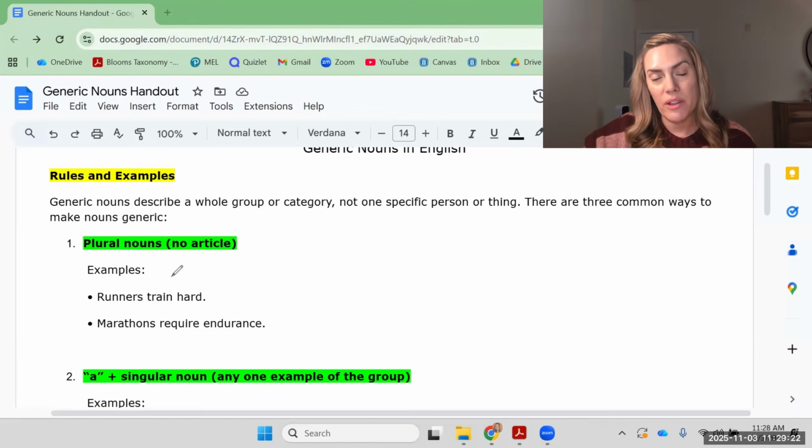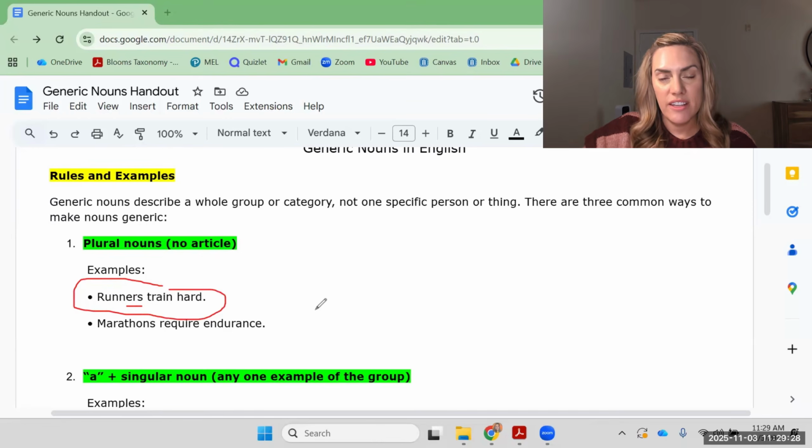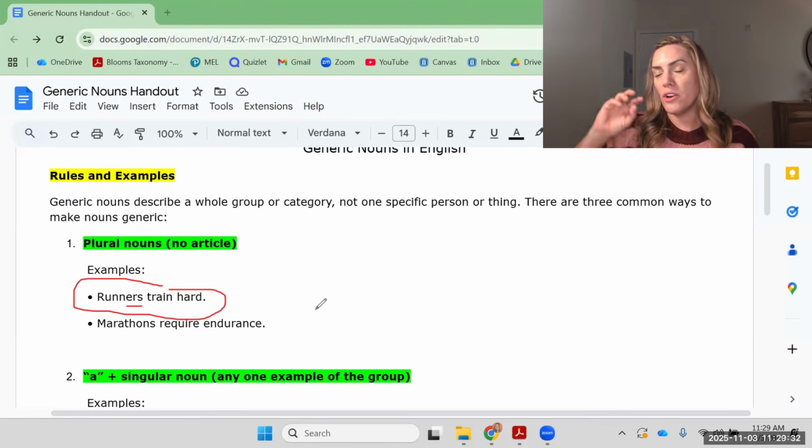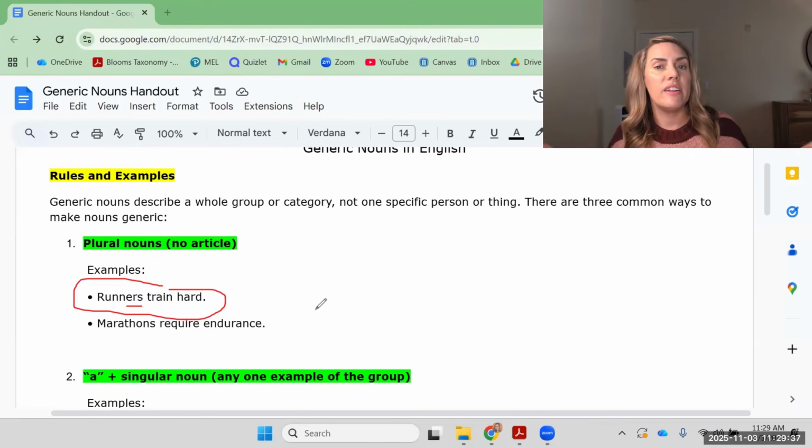But when it is a countable noun and you can make it plural, add an S and it makes it general. It makes it generic. So for example, runners train hard. Runners is the generic noun. I'm not talking about one runner in particular or one group of runners in particular. I'm speaking in general, generically about runners, all runners.